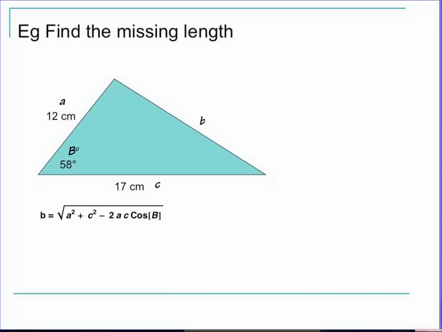So label length A, length B, length C, and obviously B is the one we're going to find, and then label the angle that you've been given as well. So we've been given angle B. Once you've done that, write down the formula, just as you can see on the screen here.